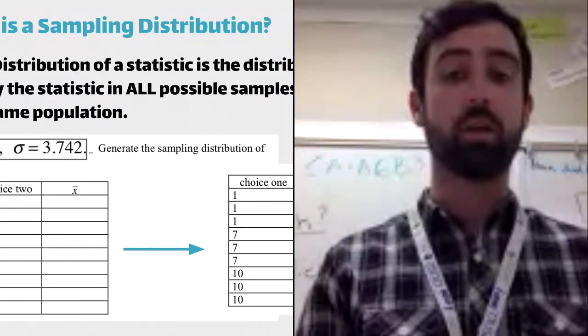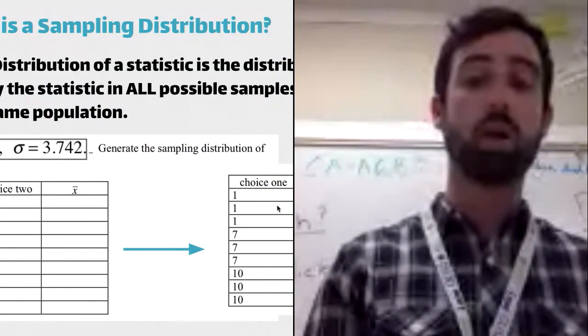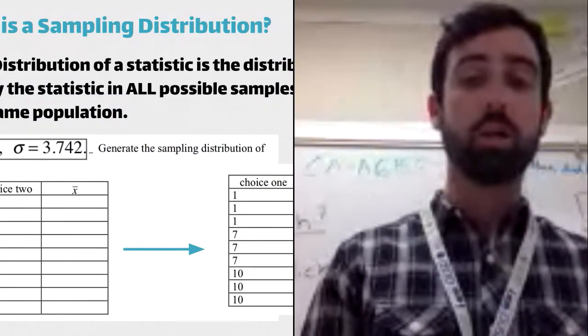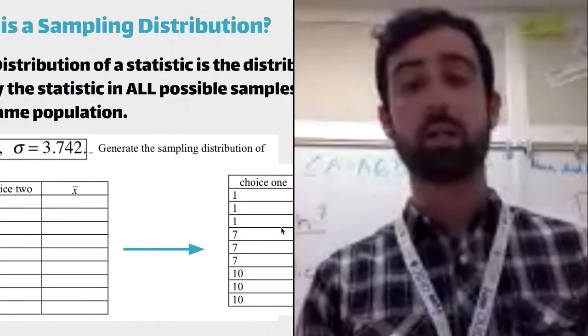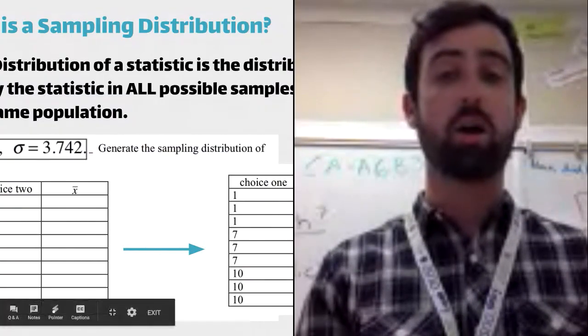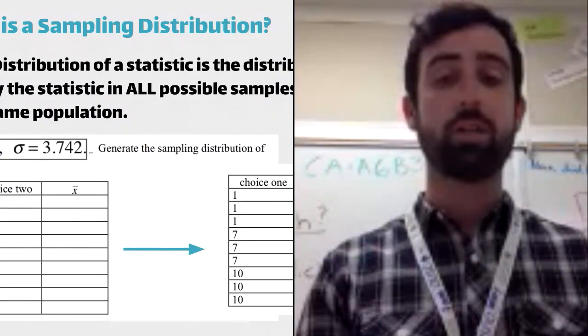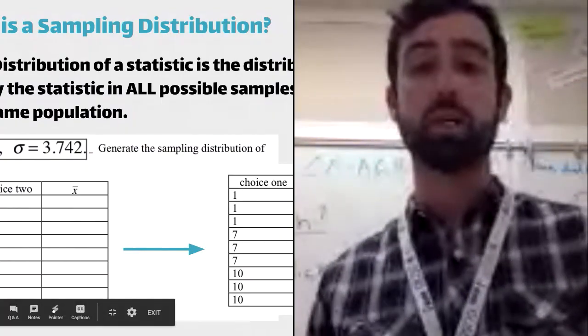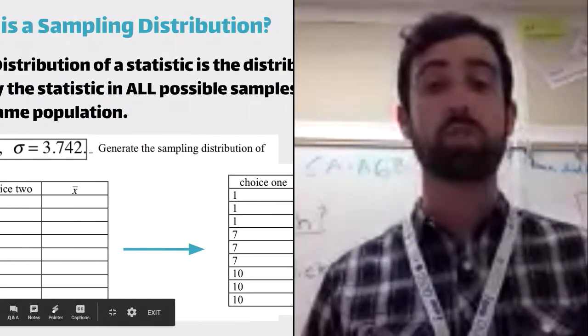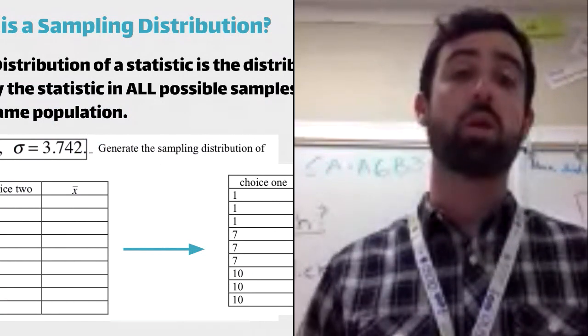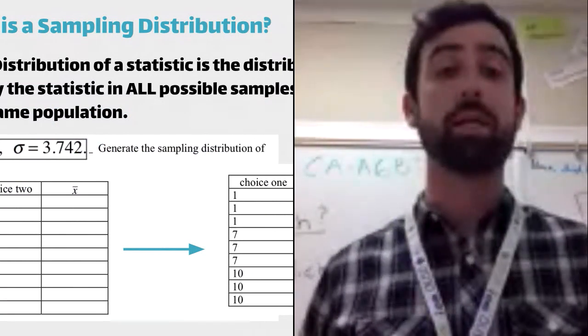generate an X bar. So if you look, my first one is 1 and 1, 1 and 7, 1 and 10, and I just keep going until I have all possible samples. That's my sampling distribution. Now, in a large population, that's really tough to get. So we just want to make sure we do it many times.